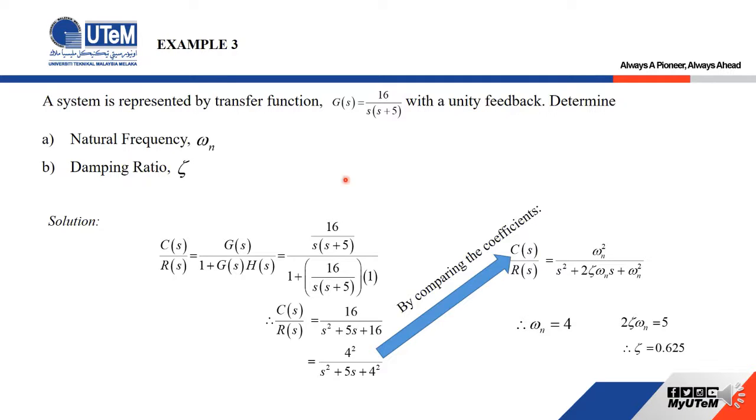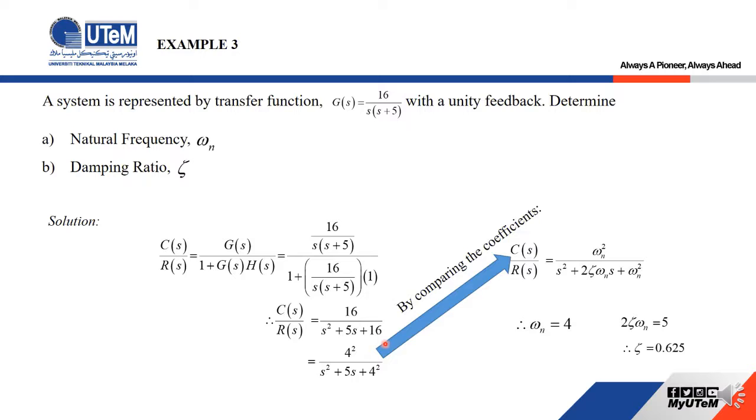In order to solve this problem, first we have to get the transfer function for the closed loop system by using this formula. After doing so, we have the result C(s) over R(s) equal to 4 square divided by s square plus 5s plus 4 square. By comparing with the general equation for the second order system, we can get the value of the natural frequency omega n, where omega n square equal to 4 square. From there we get omega n equal to 4.